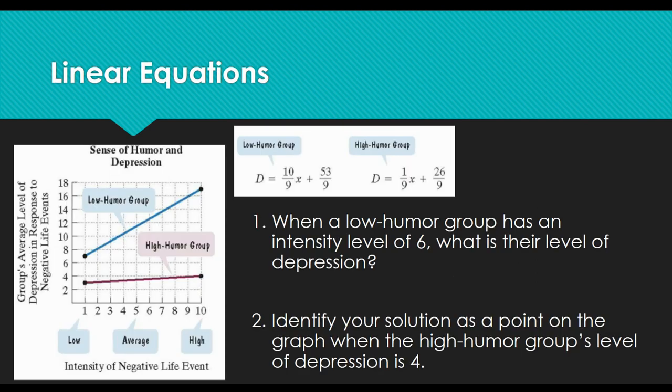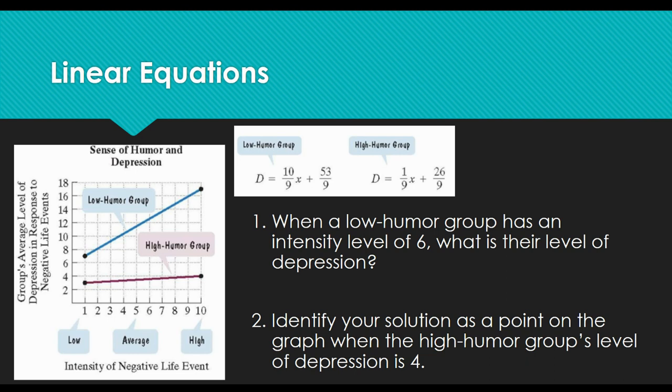All right, let's look at some linear equations here. So we've got a graph on the left, and above we've got a couple of equations, and it's describing the group's average level of depression response to the negative life effects. Okay, so we're talking sense of humor and depression. So it says in part number 1, when a low humor group has an intensity level of 6, what is their level of depression? So notice we can kind of look at the graph right now.